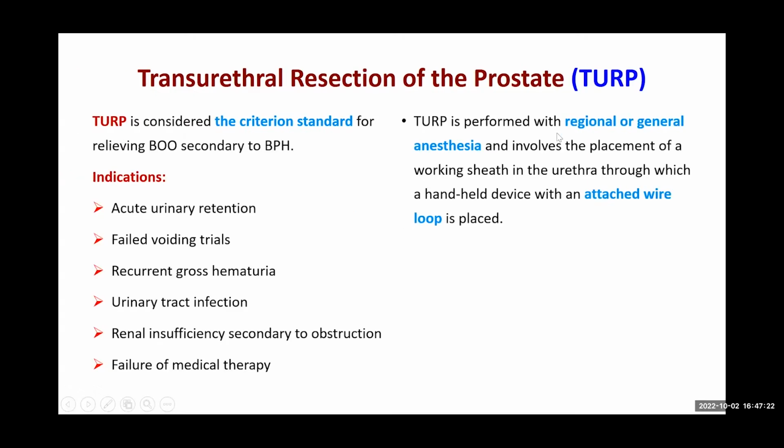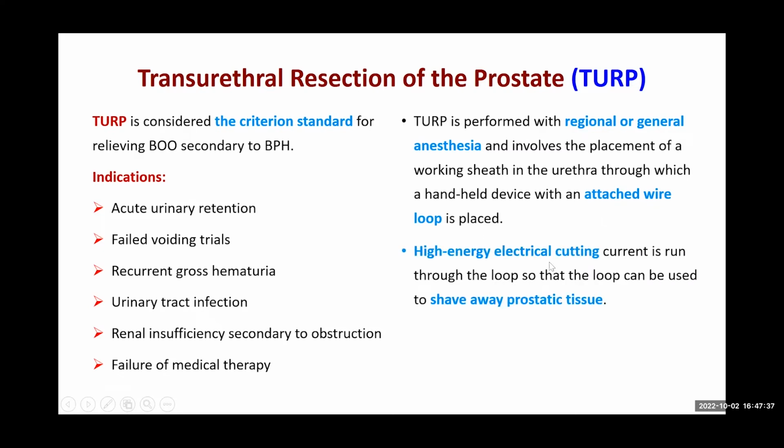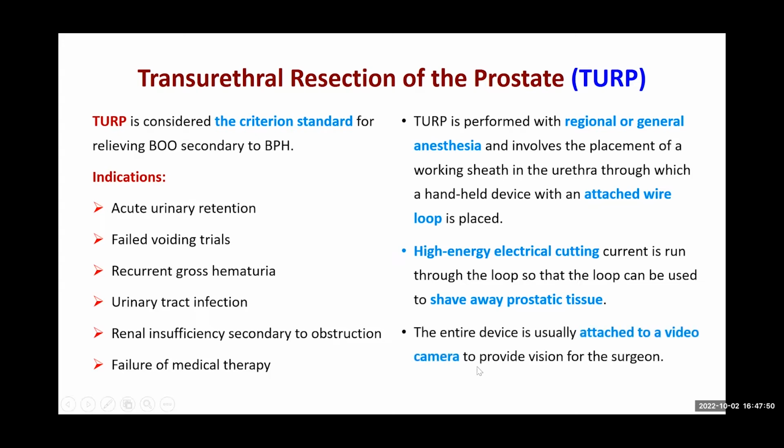So TURP is performed with regional, general, or spinal anesthesia, and involves the placement of a working sheath in the urethra through which a handheld device with an attached wire loop is placed. Then high energy electrical cutting current is run through the loop so that the loop can be used to shave away the prostatic tissue. And when I show you the images, you will understand what I mean by this. The entire device is usually attached to a video camera to provide vision for the surgeon. Okay, so this is how we do it.